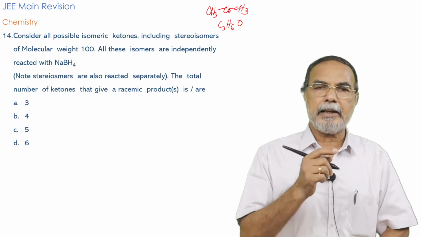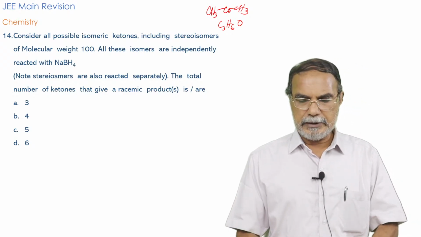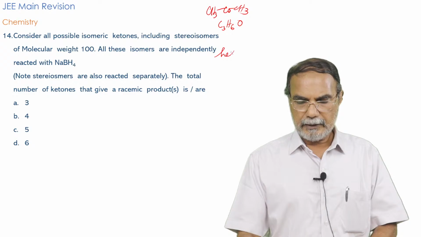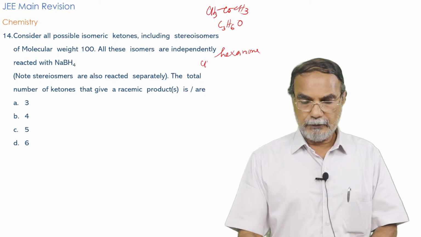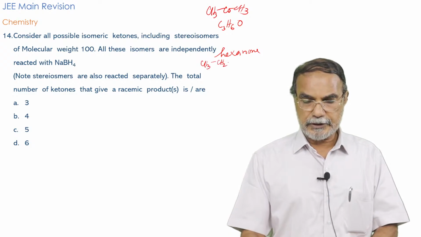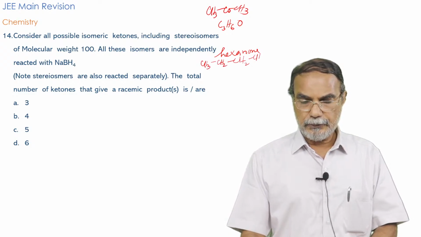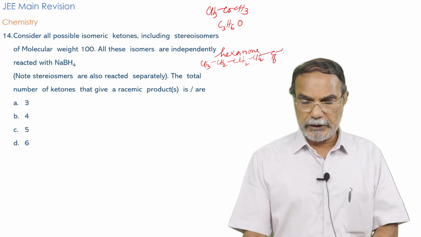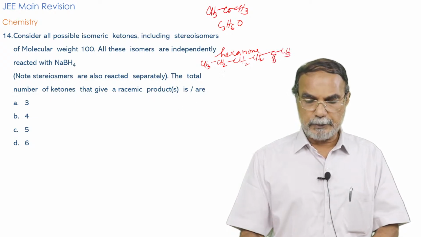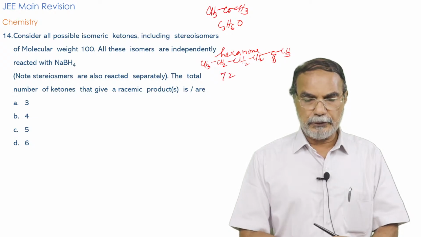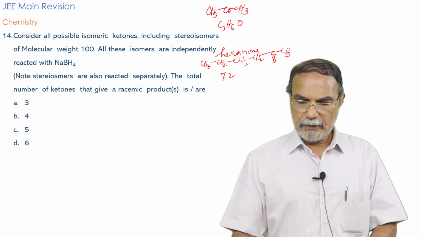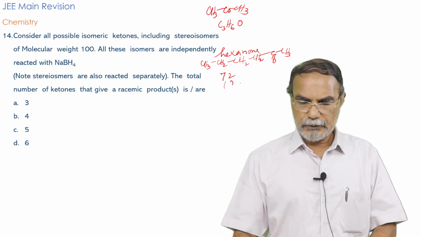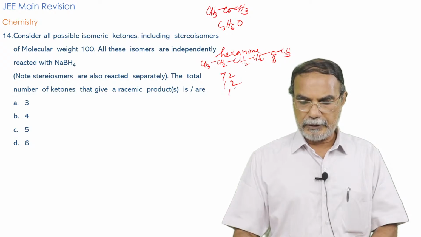And extending this principle, in ketones with molecular mass 100, it is a hexanone. Hexanone means CH3CH2CH2CH2COCH3. It has 6 carbon atoms, so the atomic mass is 6 into 12, that is 72. Then it has 12 hydrogen atoms, 12, and 1 oxygen atom, 16, making a total of 100.